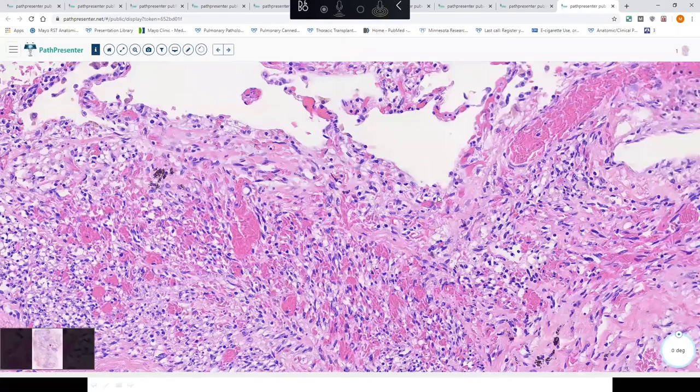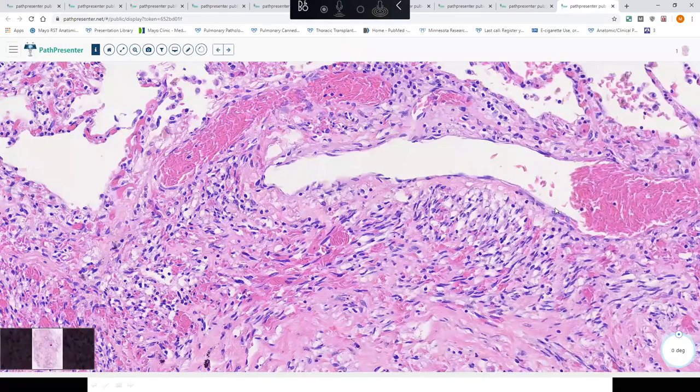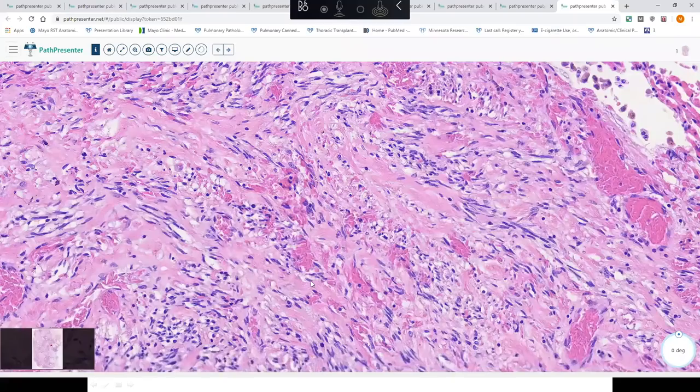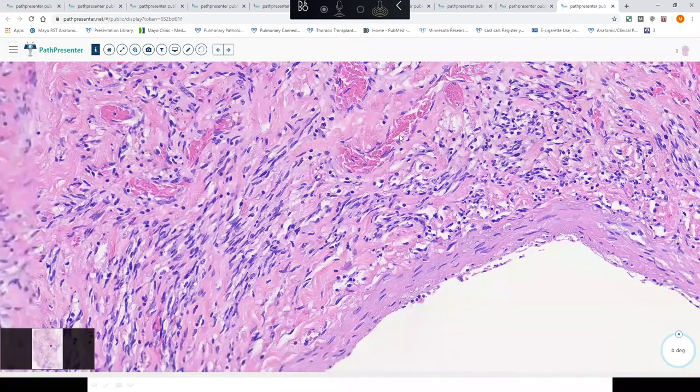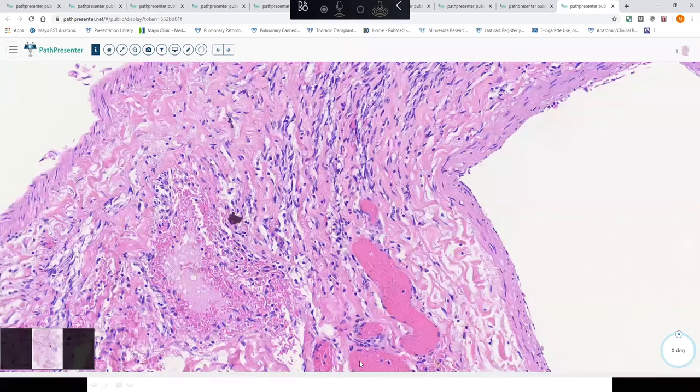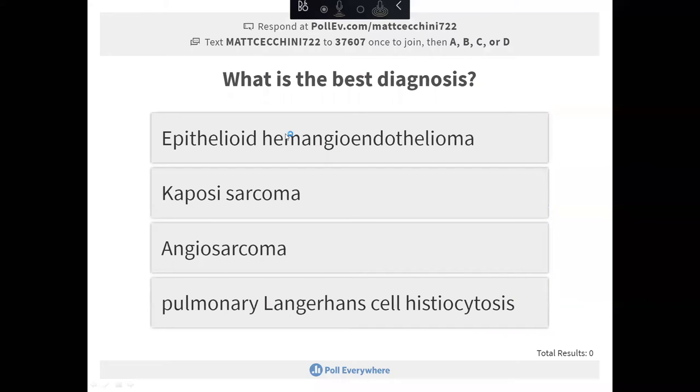Yeah, so I think putting in a sarcoma, angiosarcoma, is a great differential. Are there any other vascular lesions? Kaposi's is something great to think of. So let's see, what do people think? Do you think it's A, an epithelioid hemangioendothelioma? B, a Kaposi's sarcoma? C, an angiosarcoma? Or D, a pulmonary Langerhans cell histiocytosis?